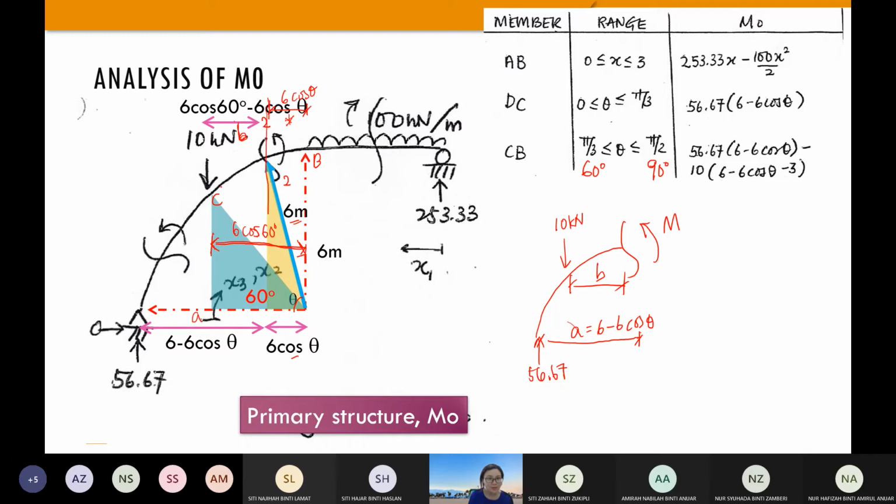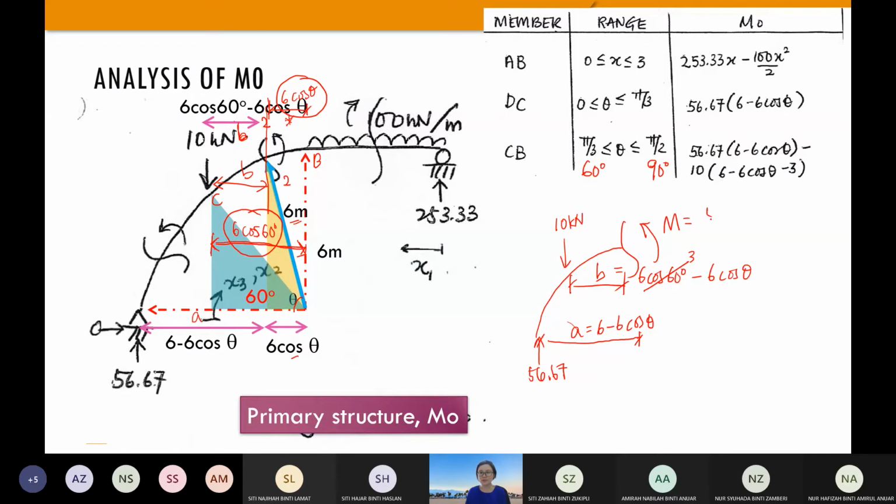Maybe I put a circle. Now this is B. To get the B, you must use this value, 6 cos θ minus the 6 cos θ. Therefore B will be 6 cos 60 minus 6 cos θ. And this 6 cos 60, you get 3 meters here. So now the bending moment we can determine right now.